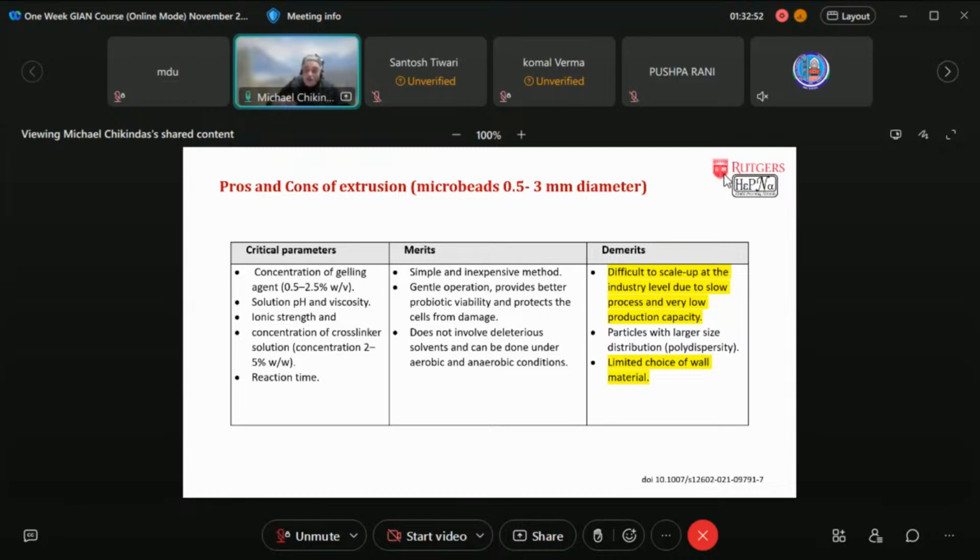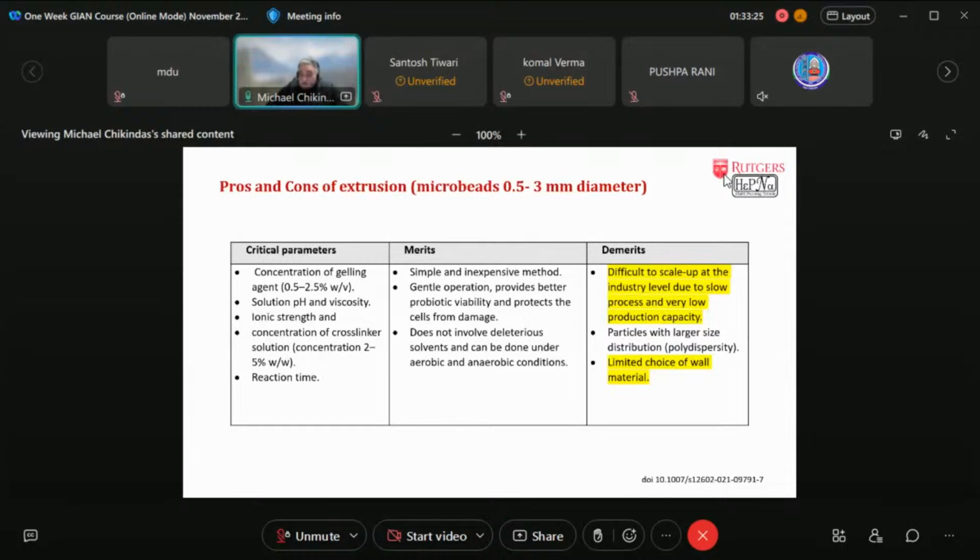So that means on one hand that you can trap more microorganisms per unit or per vehicle, but at the same time it also has some limitations. The drawbacks of the method: difficult to scale up at the industrial level. The process is rather slow, and it has a relatively low capacity and a limited choice of the wall materials.